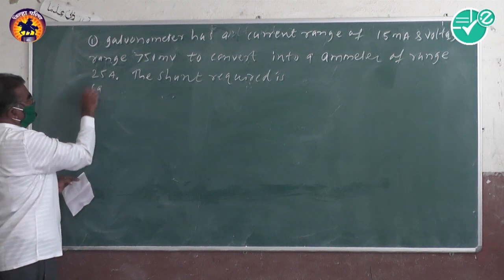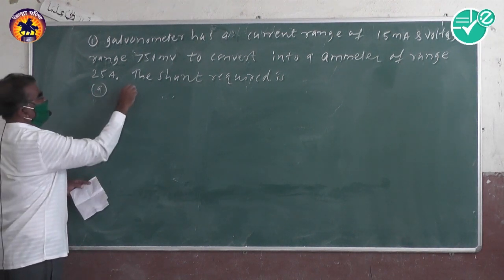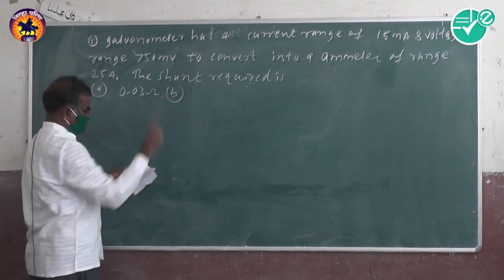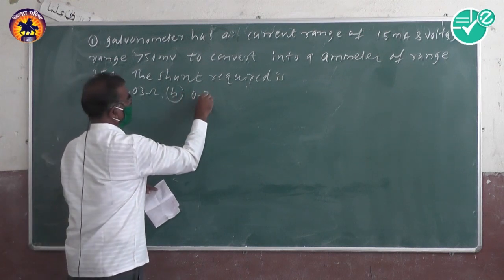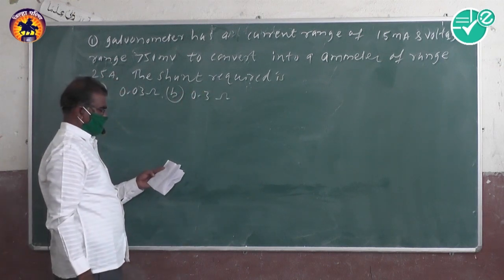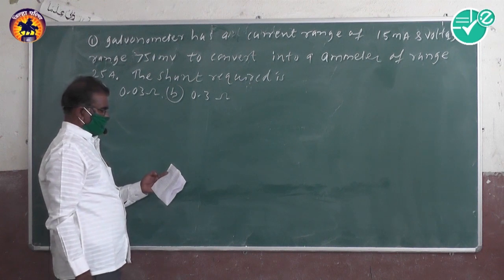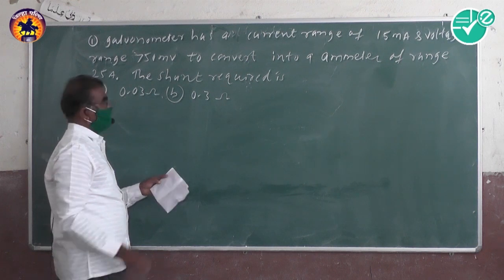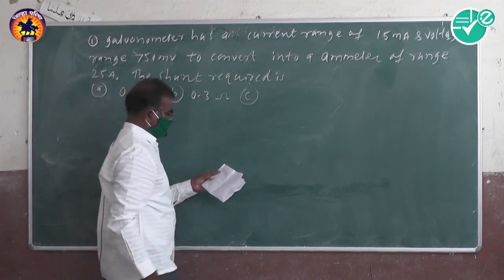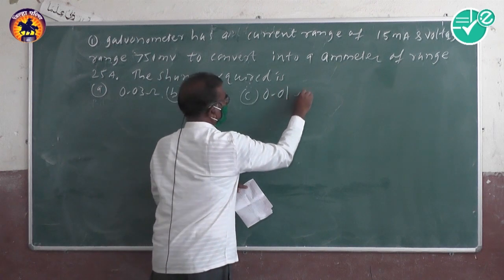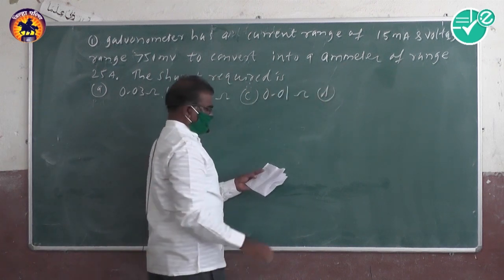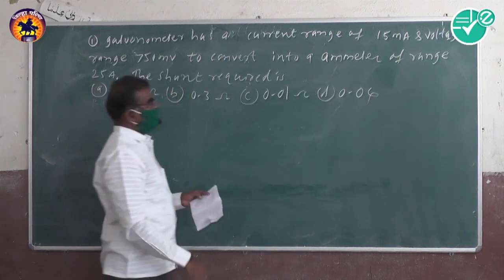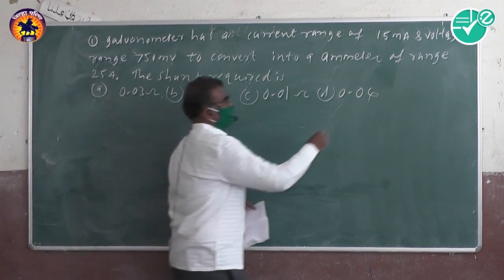Multiple choice: A, 0.03 ohm; B, 0.3 ohm; C, 0.01 ohm; D, 0.04 ohm.